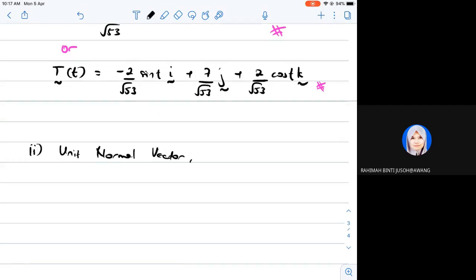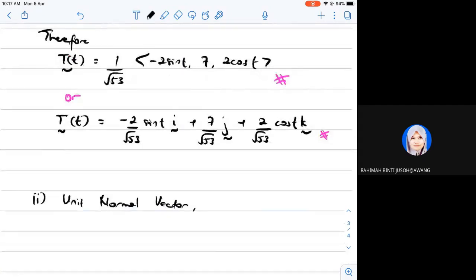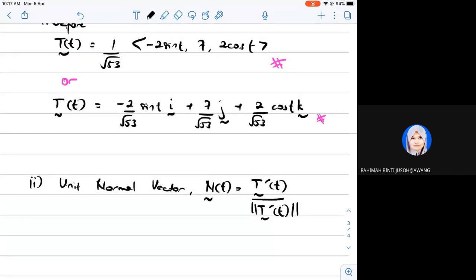So we are given T(t), the unit tangent vector, and N(t) equals T'(t) divided by the magnitude of T'(t). Okay, so what should you do first? Kita kena buat apa dulu ni guys? Berdasarkan formula ni, what we should do first?